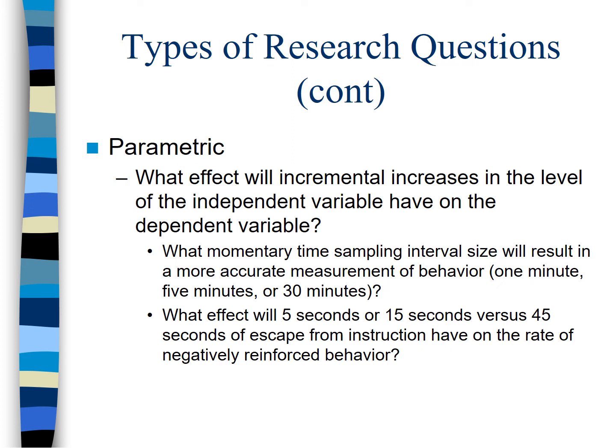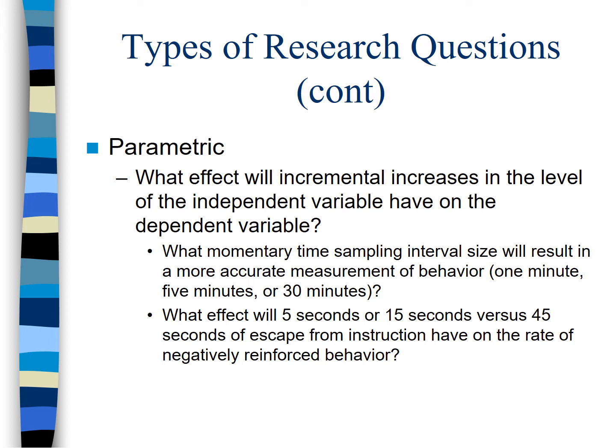Another type of research question that's a little more complex is a parametric question. So with a parametric question, you have one independent variable, but you're interested in comparing or looking at different levels of this independent variable and how it might affect your dependent variable.